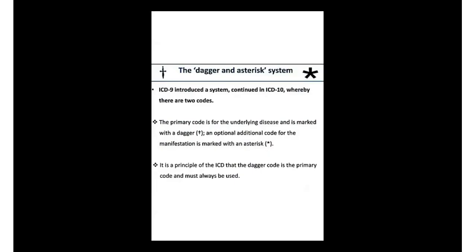ICD-9 introduced a system, and in ICD-10 there are two codes. The primary code is used for the underlying disease condition and is marked with a dagger, or the optional code for the manifestation is marked with an asterisk.